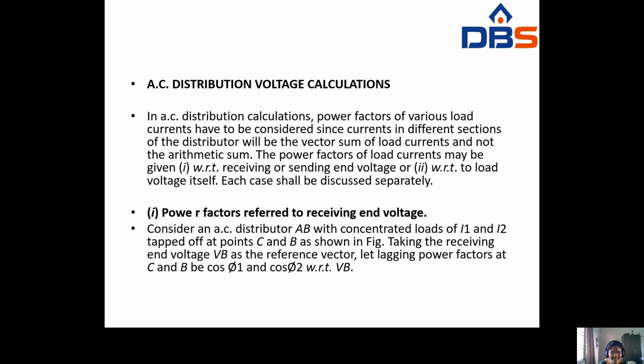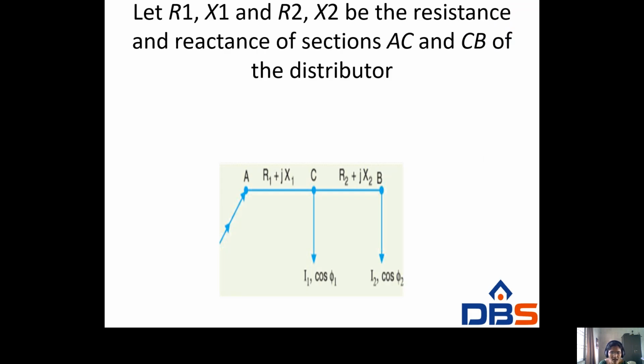Taking the receiving end voltage VB as the reference vector, the lagging power factors at C and B will be cos phi 1 and cos phi 2 with respect to VB. So here you have to take the lagging power factors, cos phi 1 and cos phi 2 respectively.